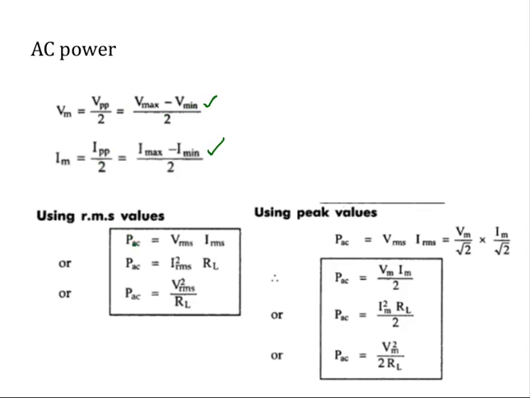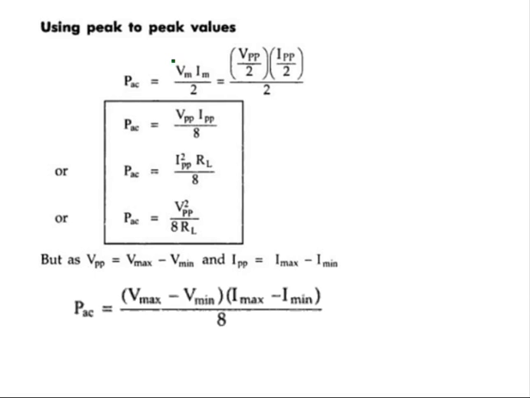Now using RMS values, if you compute the power, PAC is VRMS into IRMS. If you substitute in terms of RL, the load resistance, PAC is IRMS square into RL, or VRMS square by RL. If you compute using peak values, you replace VRMS and IRMS with Vm by root 2 and Im by root 2, and PAC will be Vm Im by 2. In terms of RL, you will get Vm square by 2RL. You have just replaced VRMS with Vm by root 2.